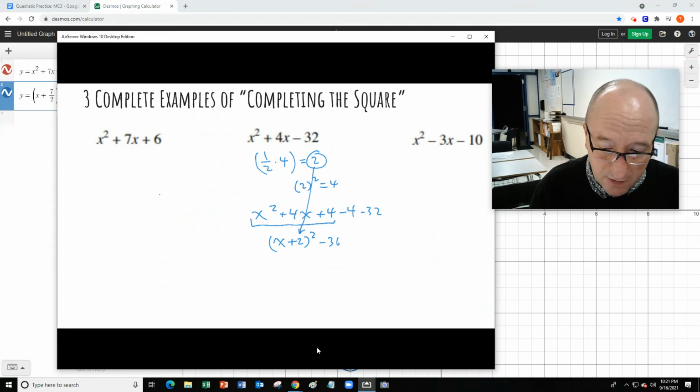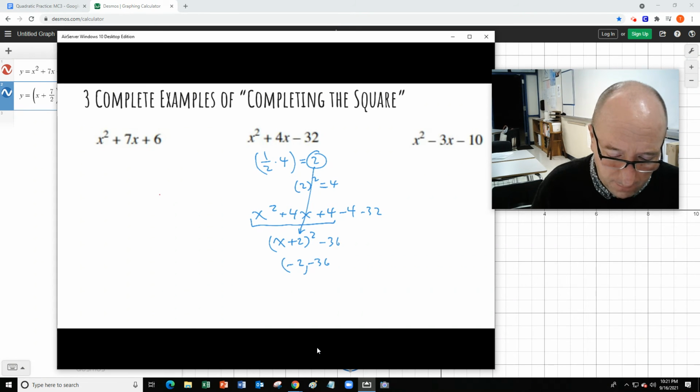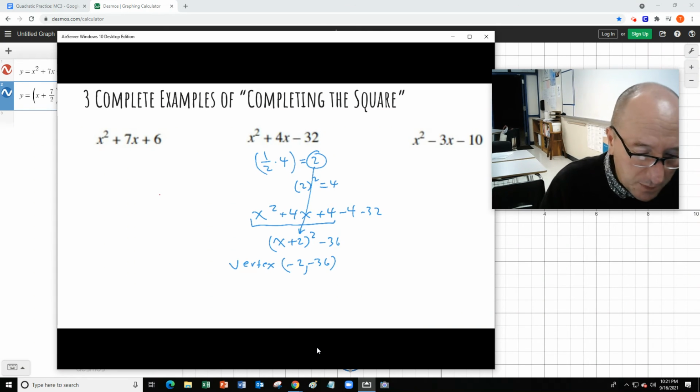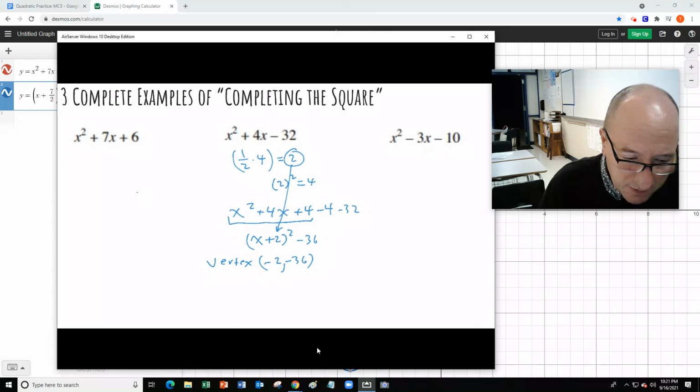And you can read the vertex off of that, I bet. -2, negative 36. Even I sometimes forget to switch the sign on that 2 there. That would be the vertex right here. So I'm going to do one more and move all this stuff out of the way here.